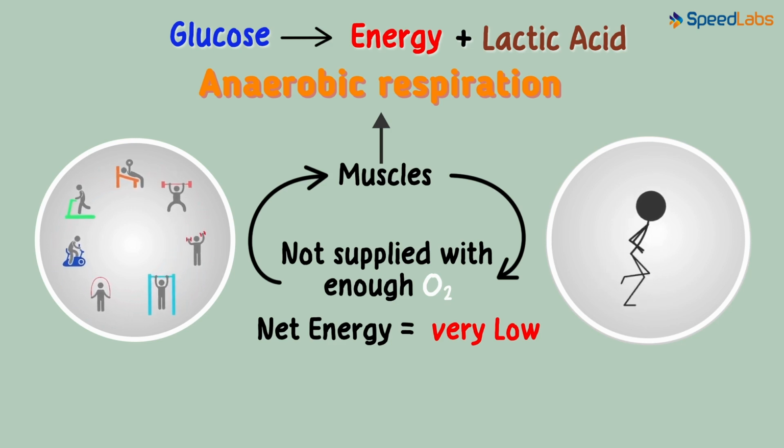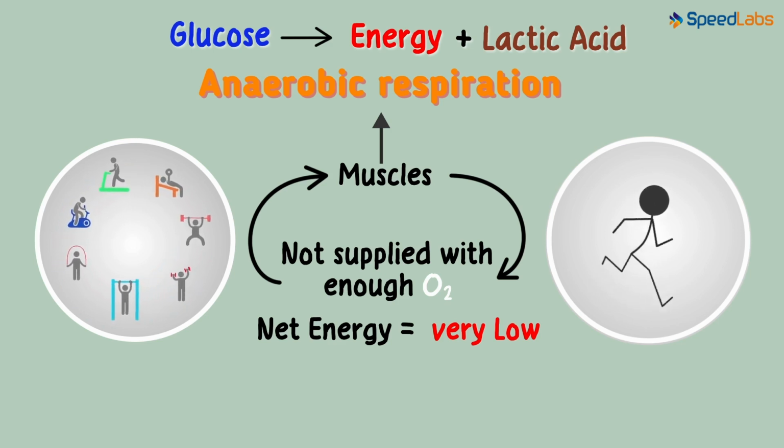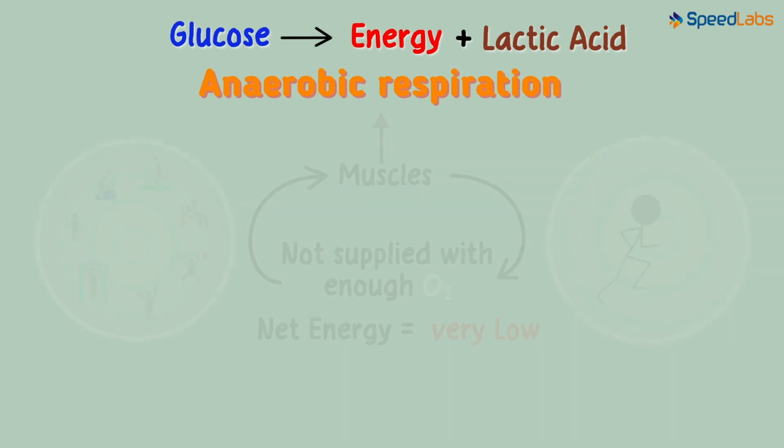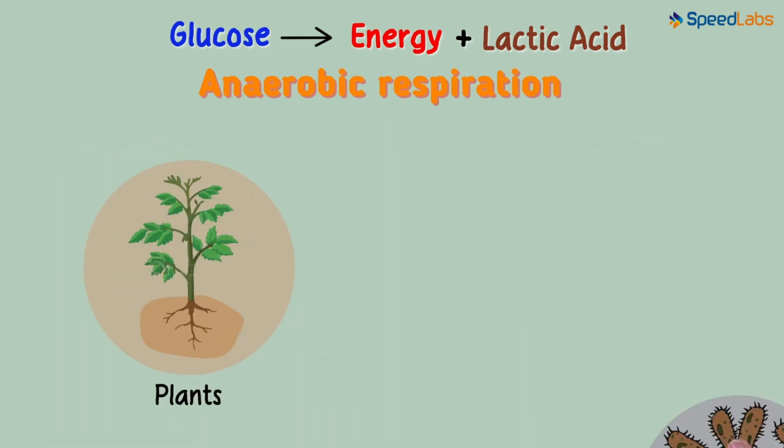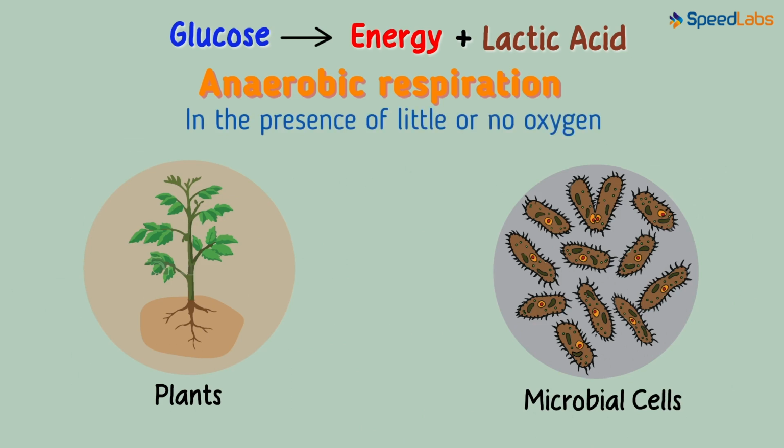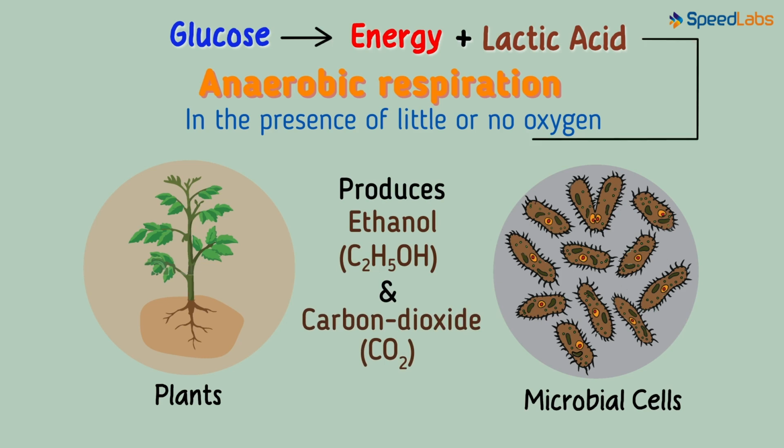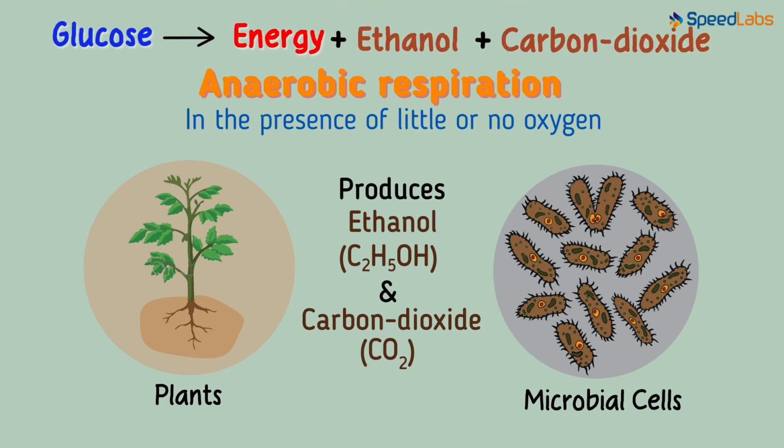But it's not just humans that use anaerobic respiration. Anaerobic respiration also takes place in plants and some microbial cells in the presence of little or no oxygen. This kind of respiration in plant cells and some microorganisms such as yeast produces ethanol and carbon dioxide as opposed to lactic acid. So the glucose releases the energy along with ethanol and carbon dioxide.